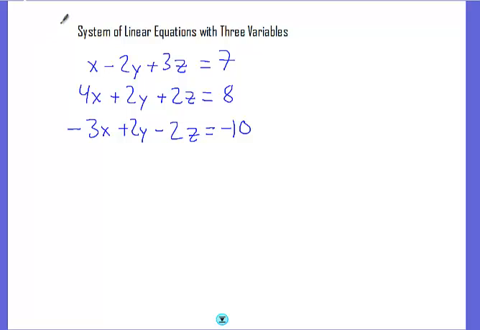So, this is one of the last portions of solving a system of linear equations. Now, this is a more difficult type of problem because we're going to be solving a system with three variables. Normally, we've been dealing with x and y's. Today, right now, we're going to deal with x, y's, and z's.